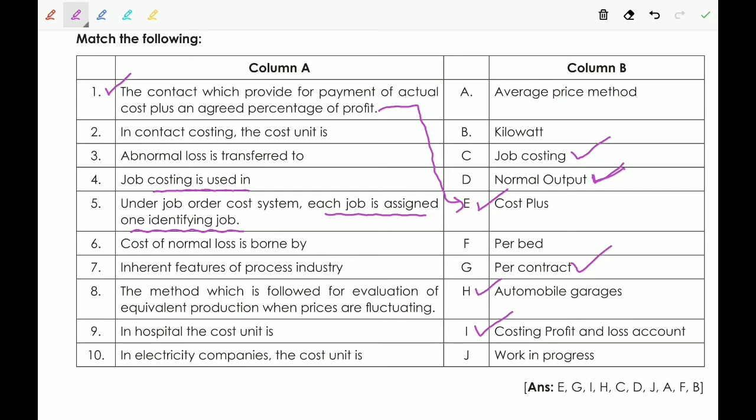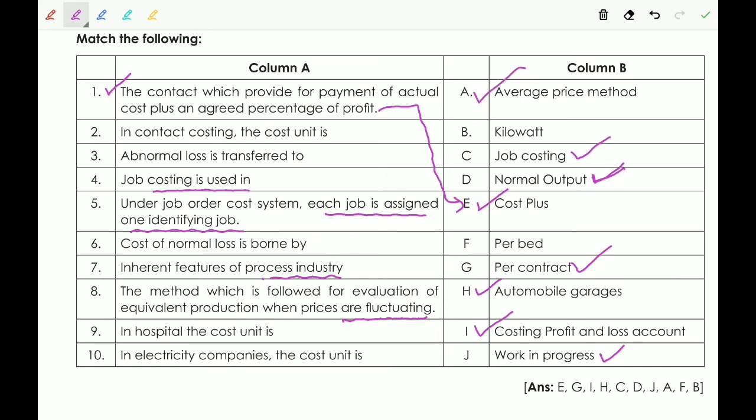Seventh one, inherent features of process industry. Work in progress, already discussed. So the inherent feature of process industry is work in progress. Next, eighth one, the method followed for evaluation of equivalent production when prices are fluctuating. It also comes in MCQ. When prices are fluctuating, we use average method. So the answer is A, average price method.